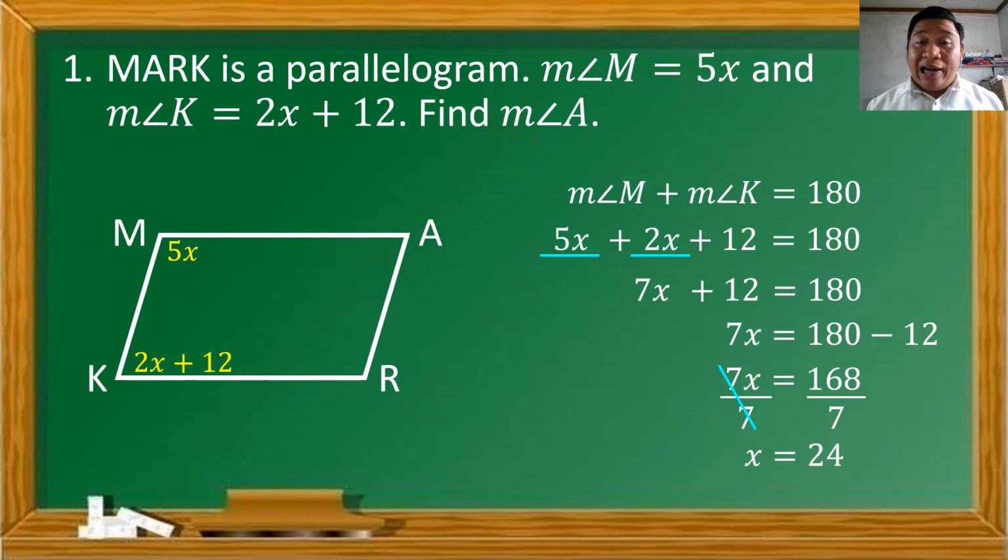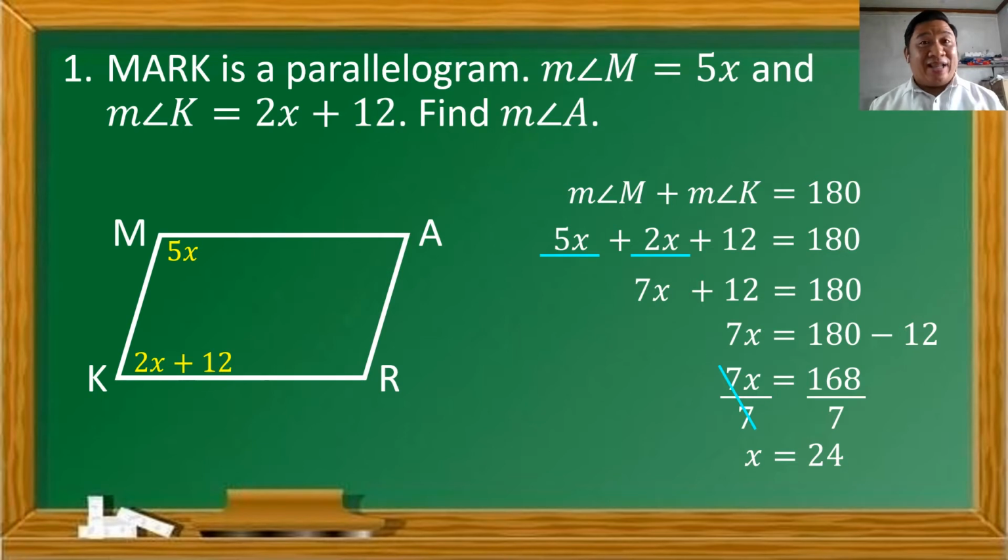Ano ba sila? Ano ba ang relationship ni angle A at ni angle K? That they are opposite angles. E ano ba ang sinasabi ng properties ng parallelogram regarding opposite angles? That in a parallelogram, any two opposite angles are congruent. Okay? Pero dito sa ating problem, ang gagamitin kong relationship ay yung relationship ni angle A at ni angle K. Okay? Tandaan na, angle A and angle K are opposite angles. And we know that in a parallelogram, opposite angles are congruent.